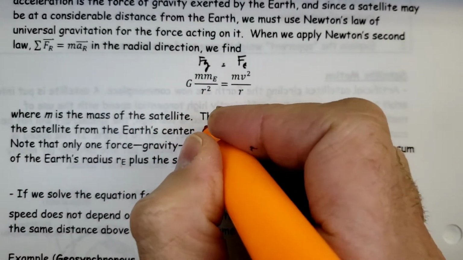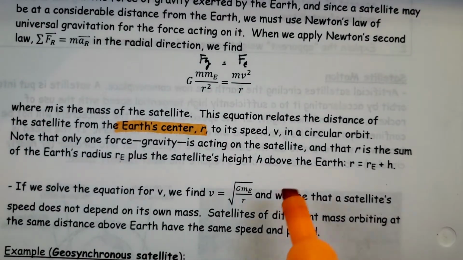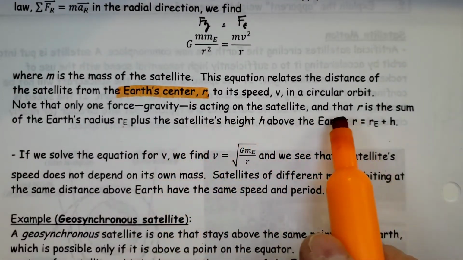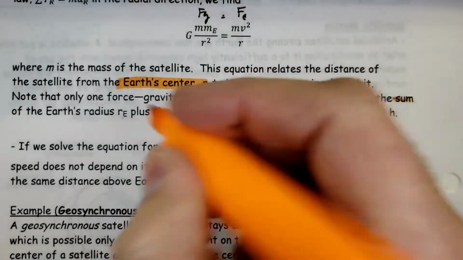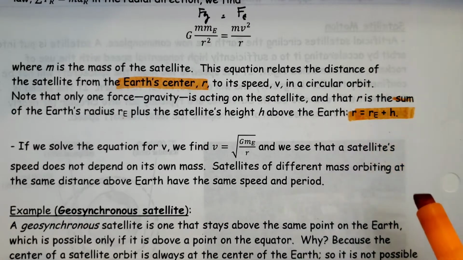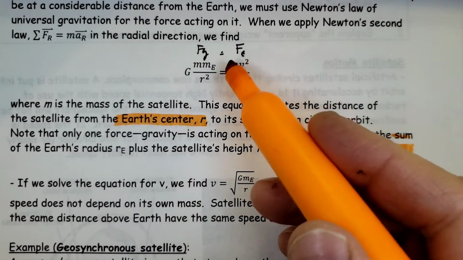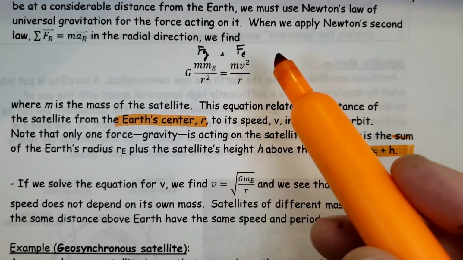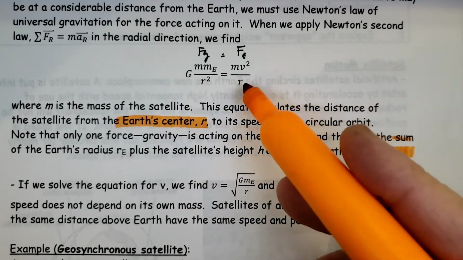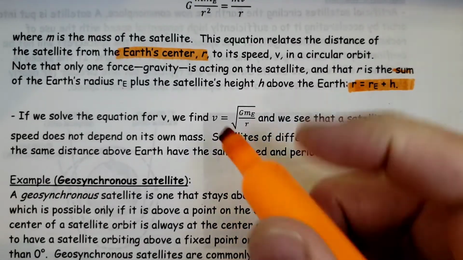That's a key thing to know. Again, that r is from the center of the Earth, because the Earth is so big, to its speed, v, in a circular orbit. Note that only one force, gravity, is acting on the satellite, and that r is the sum of the Earth's radius plus the altitude or height above the surface at which it is. So if I rearrange this and solve for v, the m of the objects in question cancel out. We'll have an r squared and an r. The r will cancel out, and we end up with this if I rearrange that for v.